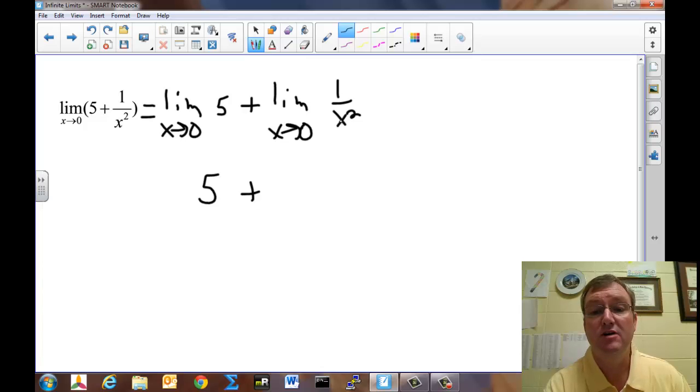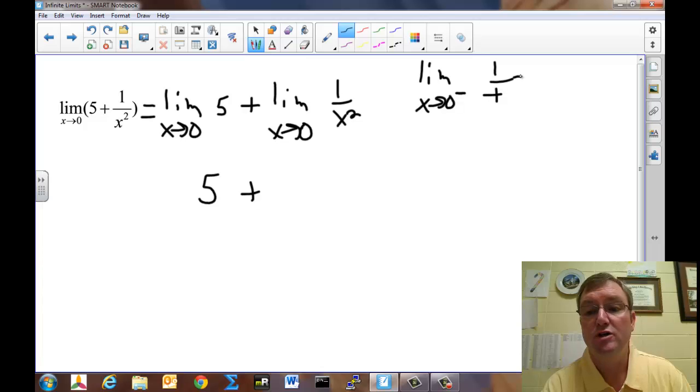A positive number. So if we're looking at this limit as x approaches 0 from the left, we're going to get 1 over a positive number, which is going to give us an answer of infinity. Because even though it's a positive number, it's a very small number. And 1 divided by a very small number will give us a very large number.